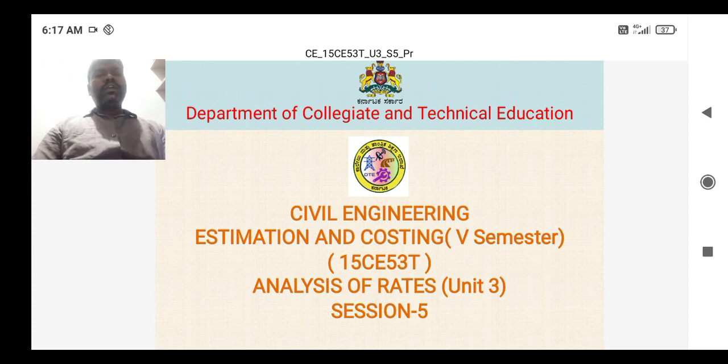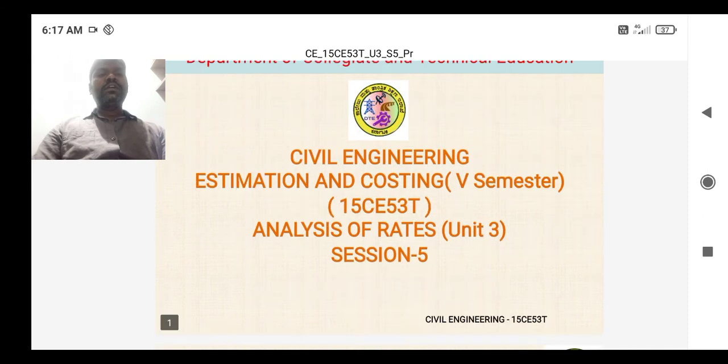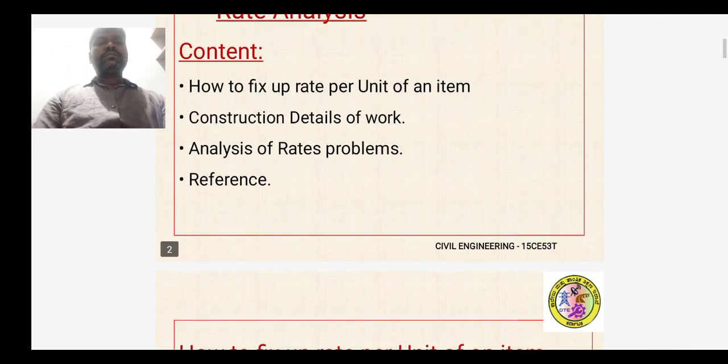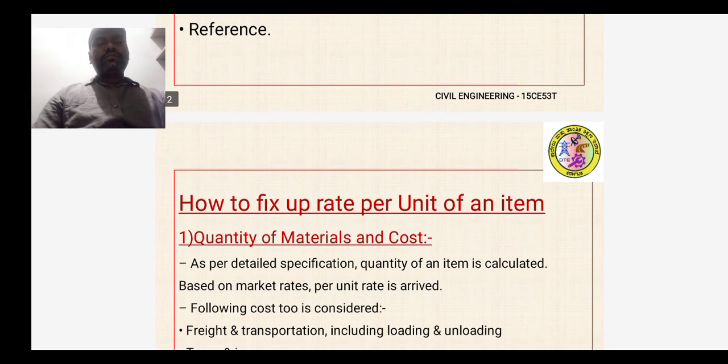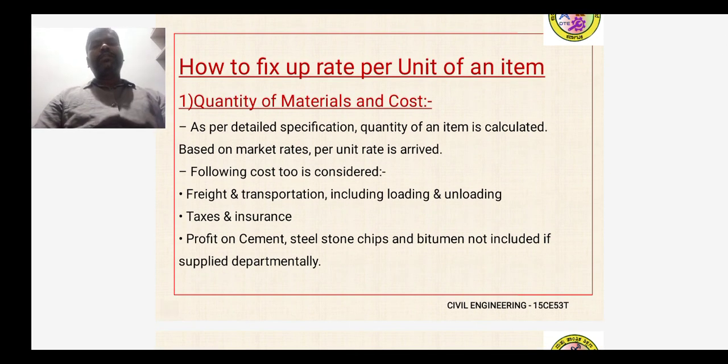Today we are discussing analysis of rates. In rate analysis, we discuss how to fix the rate per unit of an item, the construction details of work, and analysis of rates: how to fix the rate per unit of an item, the quantity of materials, and cost as per detailed specification.